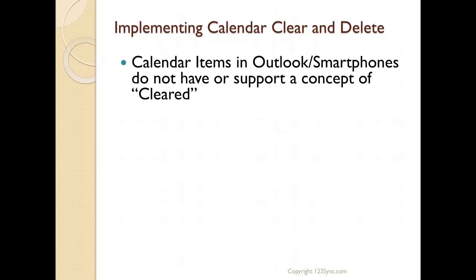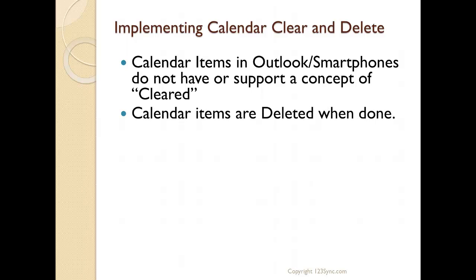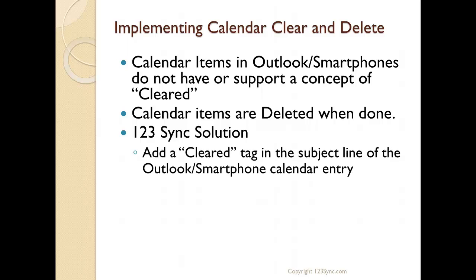One of the problems about Calendar Clear and Delete is that Outlook and smartphones do not have a concept of cleared. When an item is cleared, it is deleted from the calendar. So the whole concept of clearing an item does not exist on the smartphones, as well as in Outlook. 123 Sync provides a solution where it actually bypasses these restrictions.